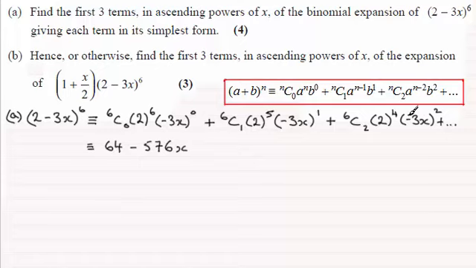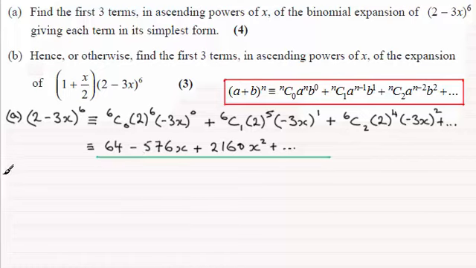The next term is going to be a positive term because you're squaring minus 3x, so it's positive. So you've got 6C2, which you can work out on your calculator, times 2 to the power 4 times 9 here, okay? Minus 3 when you square, it's going to be 9. If you do all of that, you should find you get 2160, and that's multiplied with x squared, and then you've got plus and so on. Okay, so that's the first part.